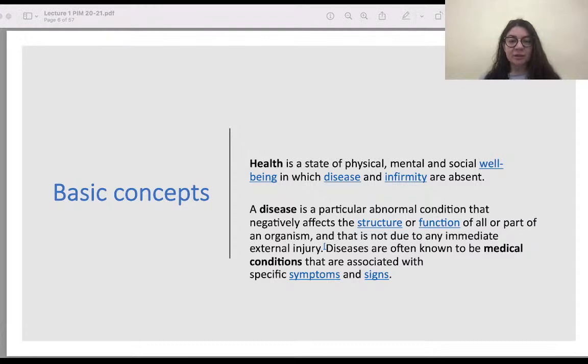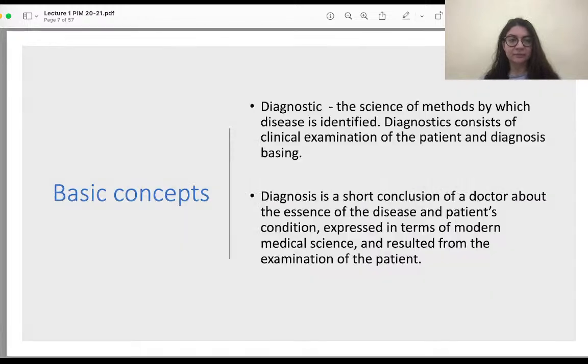Disease is a particular abnormal condition that negatively affects the structure or function of all or part of an organism, and that is not due to any immediate external injury. Diseases are often known to be medical conditions that are associated with specific symptoms and signs.